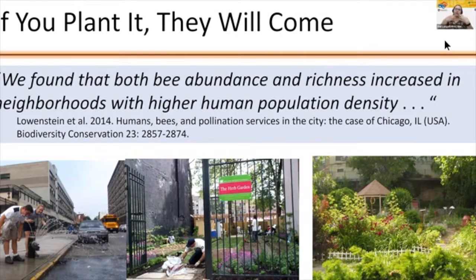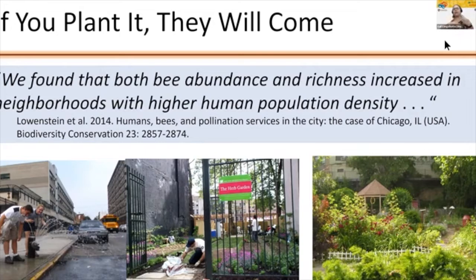And what they found to me was really life-changing. They found that bee abundance, bee richness, which is the number of species, as well as pollination services, were the highest in the most densely populated neighborhoods of Chicago. And to my knowledge, that's the first time that human beings have ever been shown to have a positive impact on ecosystem services. Usually we are associated with the destruction of ecosystem services.